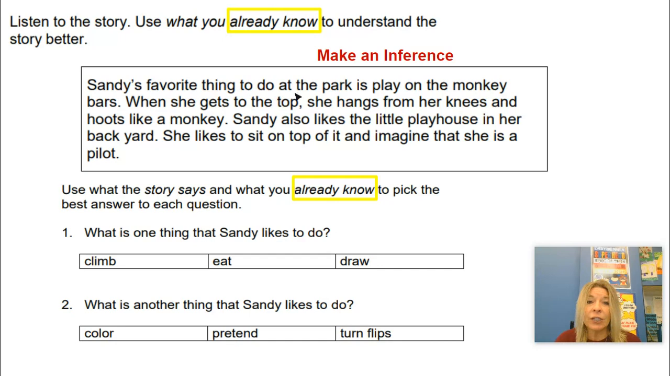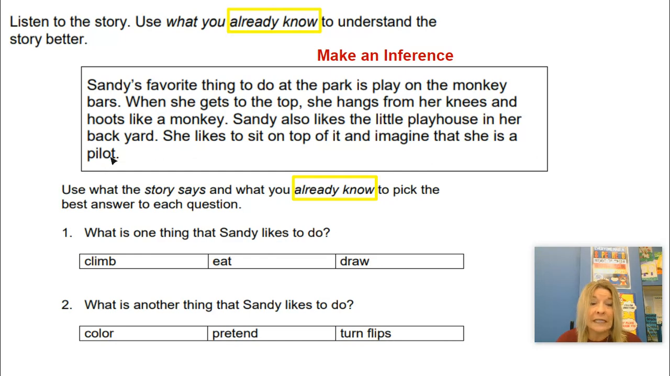Sandy's favorite thing to do at the park is play on the monkey bars. When she gets to the top, she hangs from her knees and hoots like a monkey. Sandy also likes the little playhouse in her backyard. She likes to sit on top of it and imagine that she is a pilot.